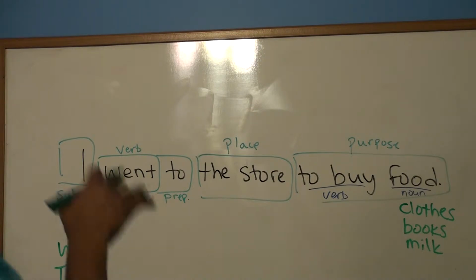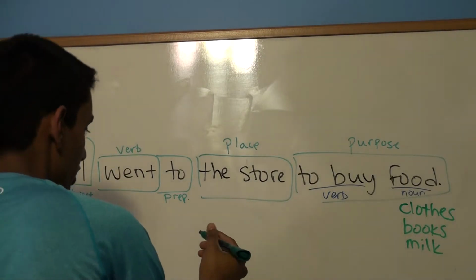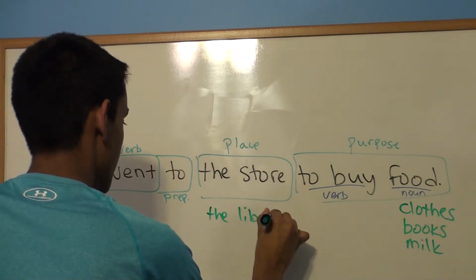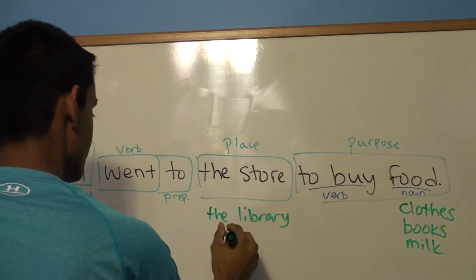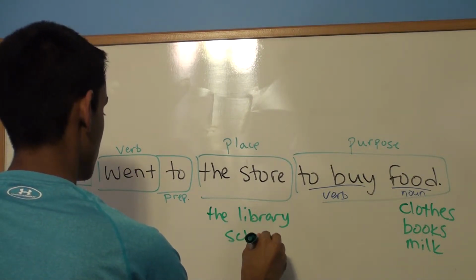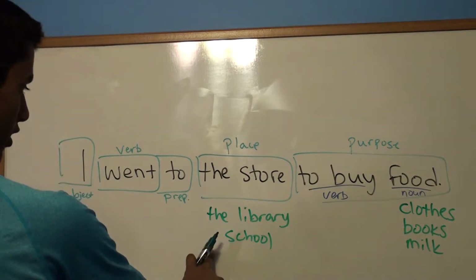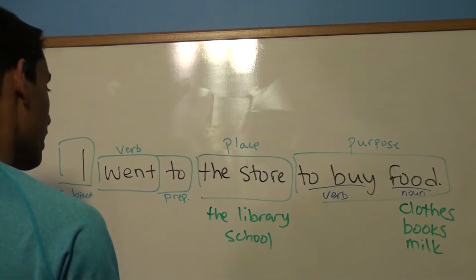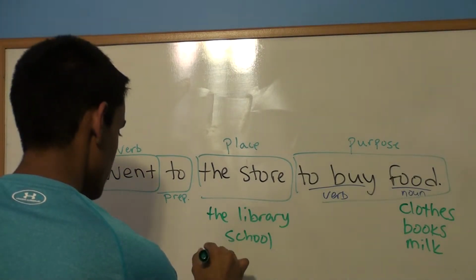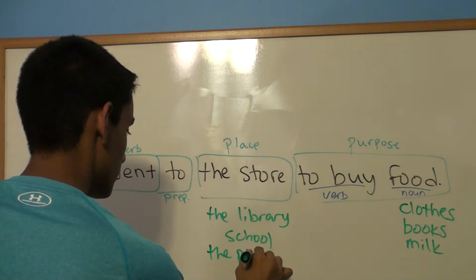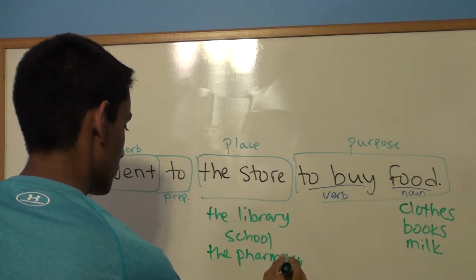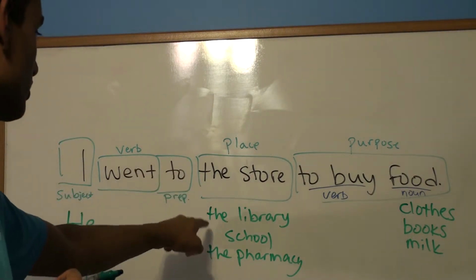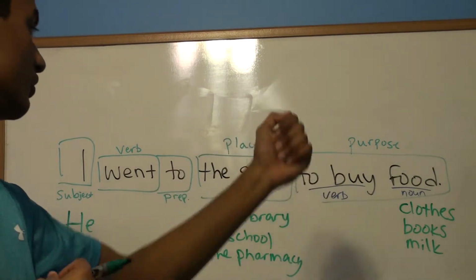What else can we do? We can change the place. So instead of going to the store, we can go to the library. We can go to school. Right? And you don't need a the because school is just a place. You can easily say, I went to school. So, you can go to the pharmacy. Right? So you can say, I went to the library to buy books.